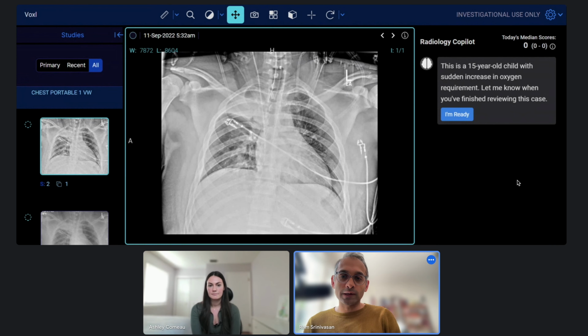Great job with this case and great job with the rotation overall. Let's move on to the musculoskeletal case that you have, the pediatric elbow.